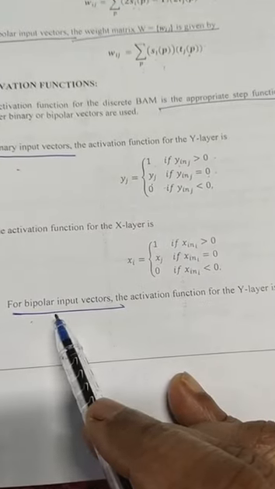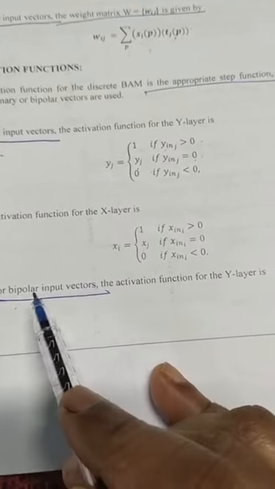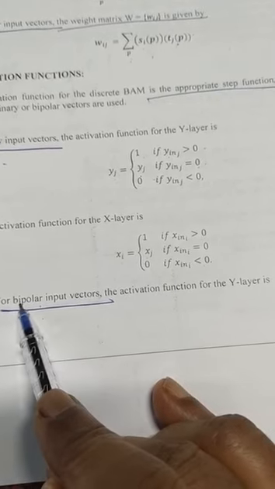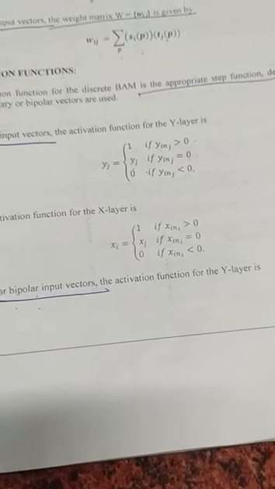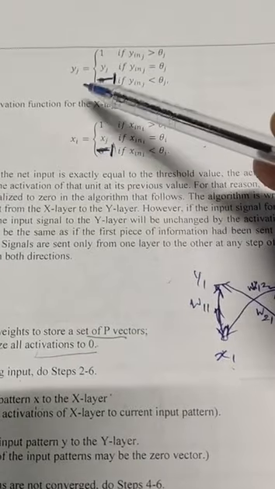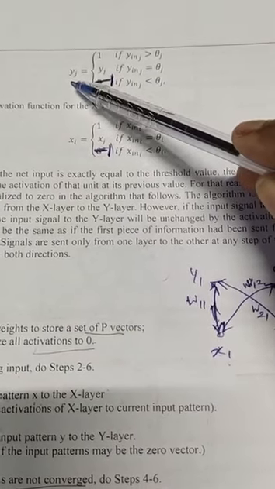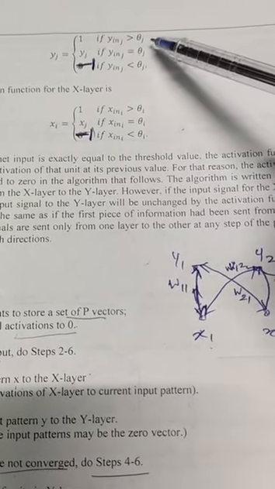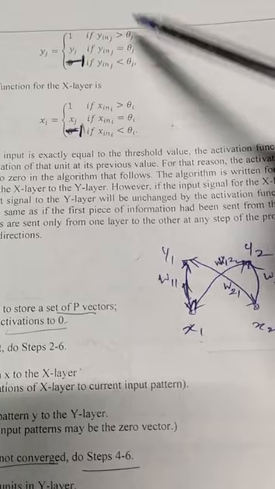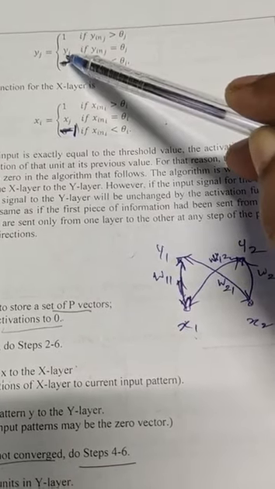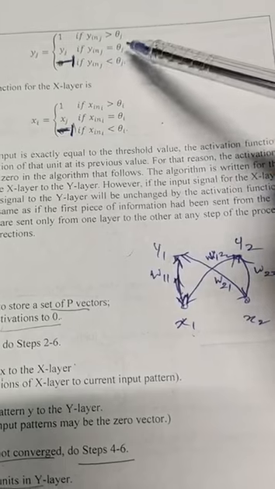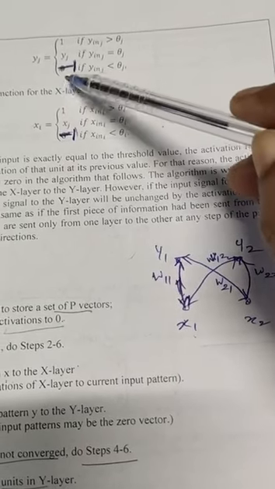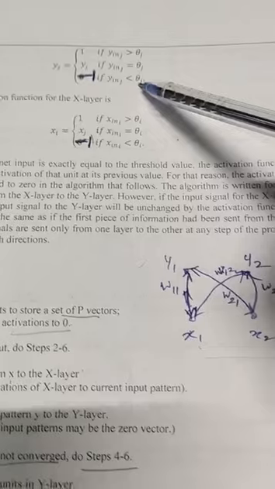Next we are going to see the activation function for the bipolar input vectors. If the applied input vectors are bipolar in nature, then the activation function for the Y layer uses the same formula. The output of the jth neuron is equal to 1 if the net input of that neuron is greater than theta j, the same as the previous output if the net input is equal to theta j, and equal to minus 1 if the net input is less than theta j.